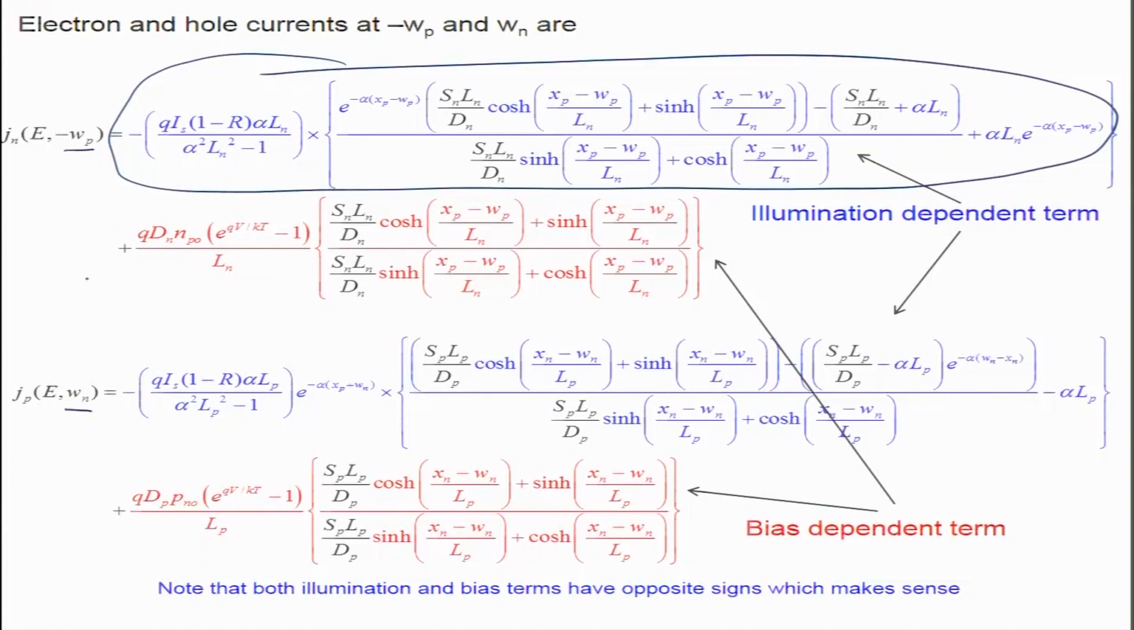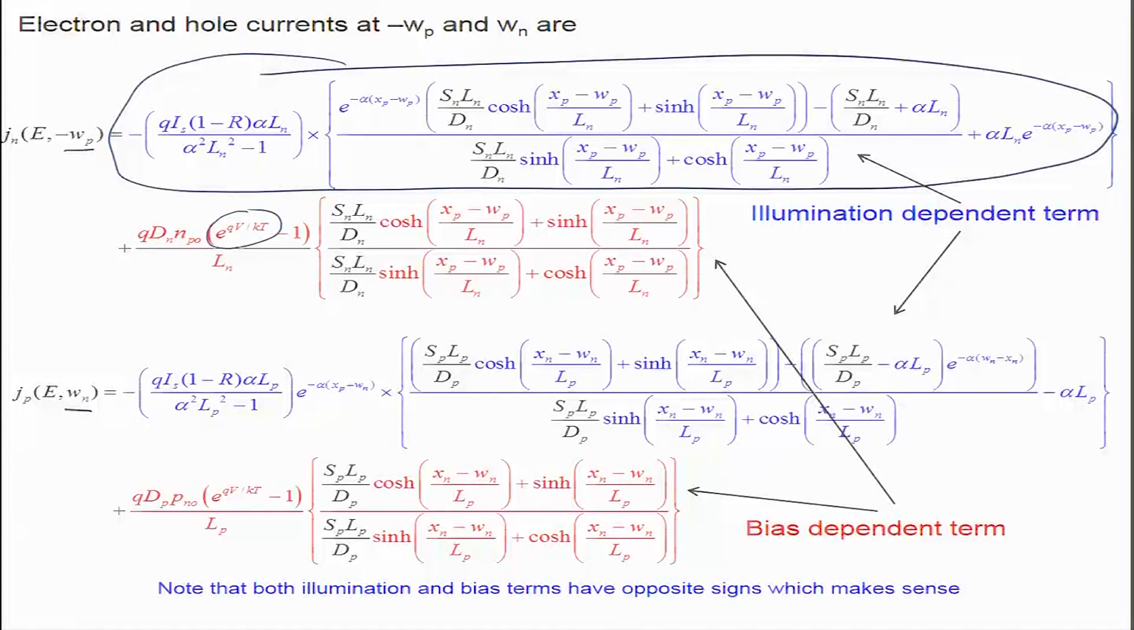The second term, which is a red one, has bias. Again, all other things are known. It is bias which varies. Similarly for holes, you get similar expressions. So what you have here is two terms in the current. One term is the illumination dependent term, the second term is the bias dependent term, and these are two independent terms. They are not dependent. The good thing is that if they were dependent, you would have a lot of difficult time, but since they are independent terms, you can analyze both of them separately.